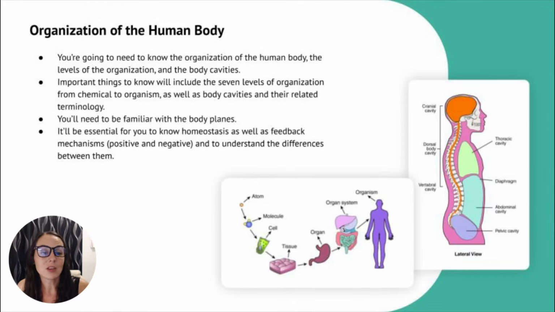And then there's homeostasis and feedback mechanisms. Homeostasis refers to the maintenance of a stable internal environment in the body. We will discuss negative feedback mechanisms, which help regulate various body systems. And we're going to touch on positive feedback mechanisms, which are rare, but they can lead away from homeostasis. So that's basically some of the main points of the organization of the human body.